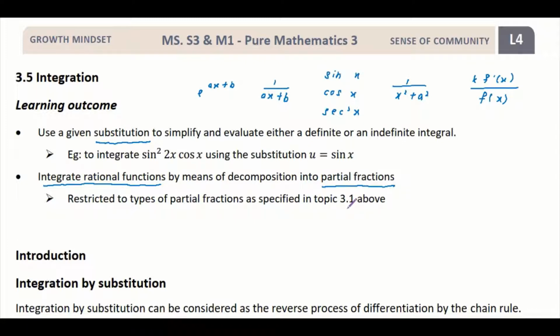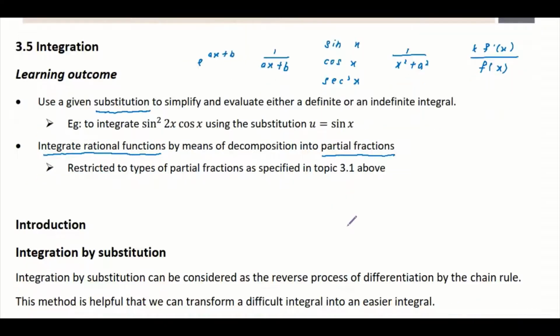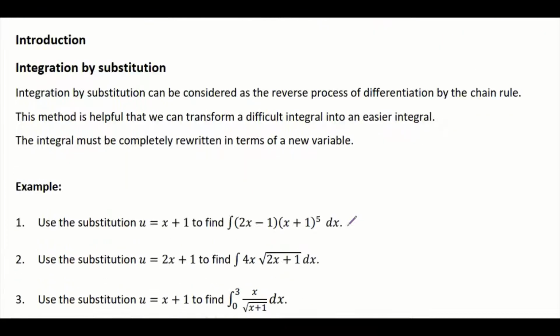All right. Okay, so let's move on to the first section, which is integration by substitution. The idea for integration by substitution is actually quite similar to the process of differentiation by using the chain rule. So the idea is how we change an integral that we can't integrate into something easier that we can integrate.